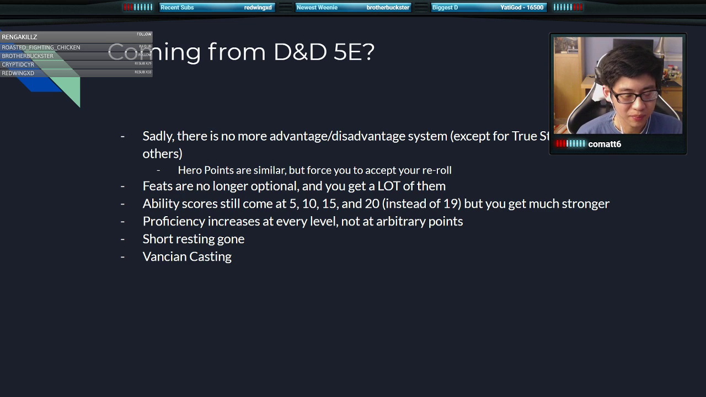But in Pathfinder 2nd edition, you get feats at like every level and for everything. So there's 4 separate types of feats. There's ancestry feats, skill feats, general feats, and class feats. And they do all sorts of things.